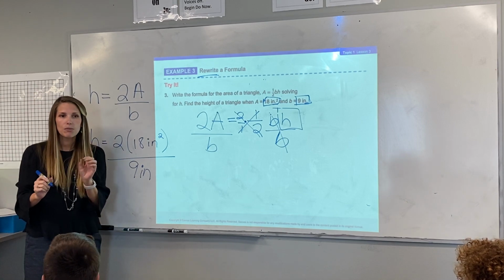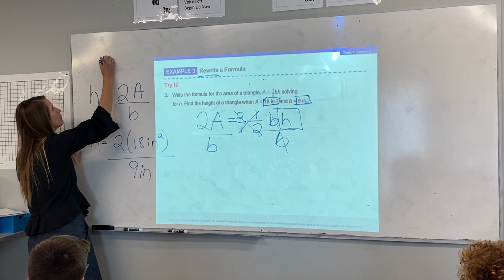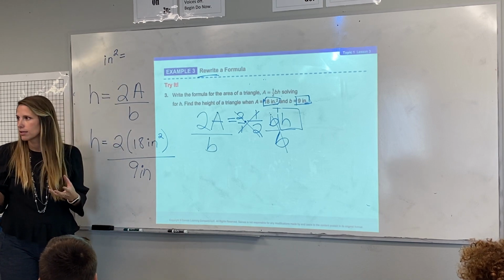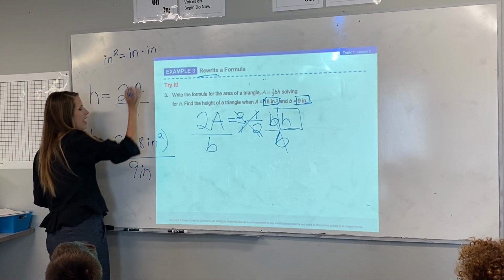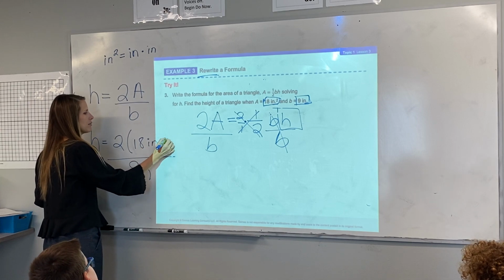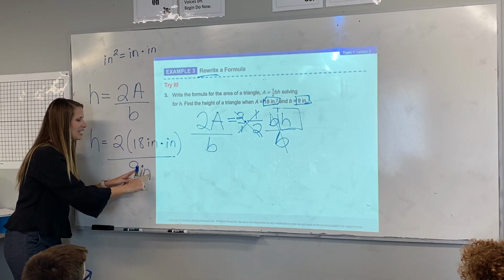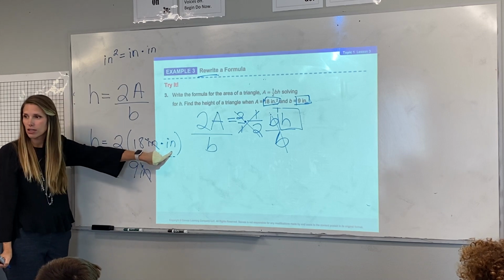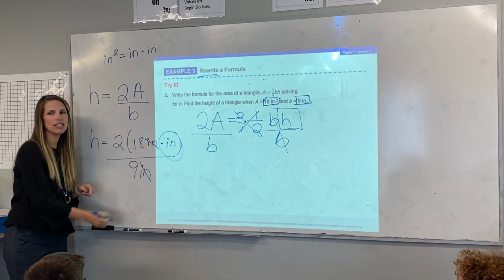Not quite. Tell me how I can write inches squared. What does inches squared mean? Inches times inches. Right? So can I rewrite inches squared to say inches times inches? Yes. Now look what I can do. Inches divided by itself cancels. Can I cancel this inches? Yes. So when I multiply and then divide, I get 4 inches.